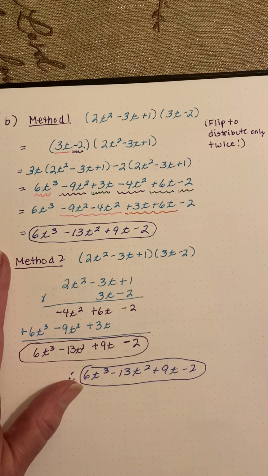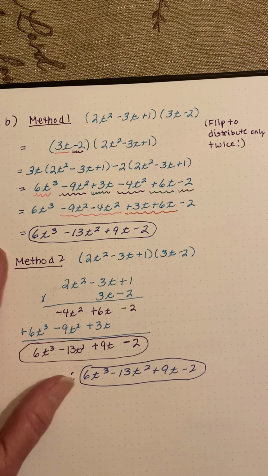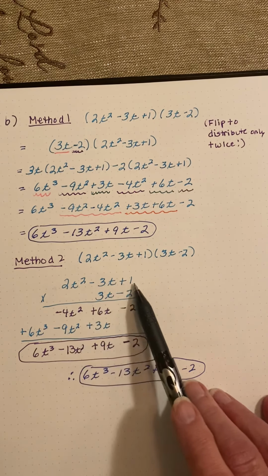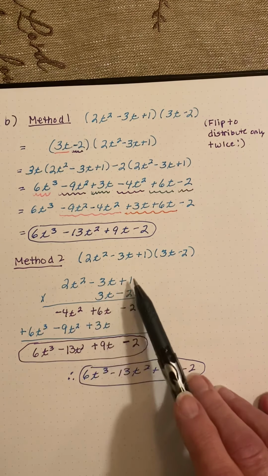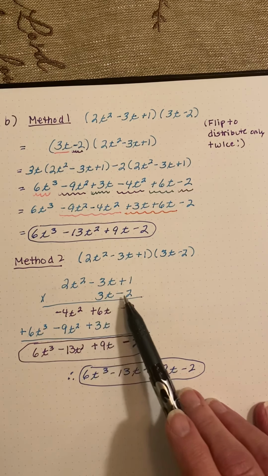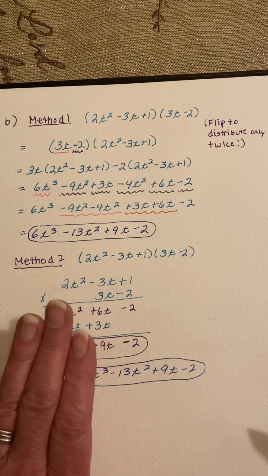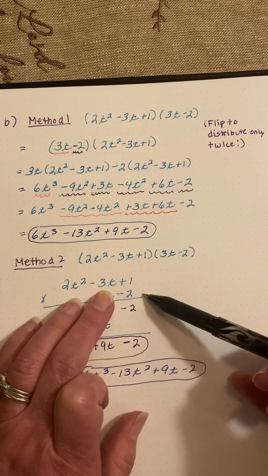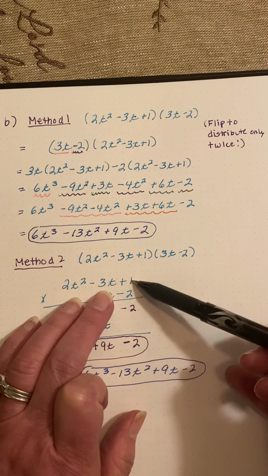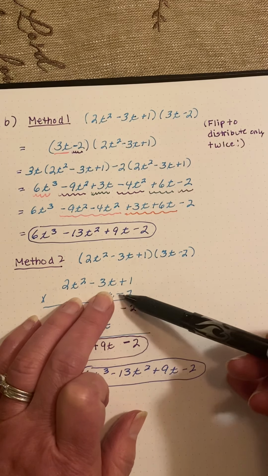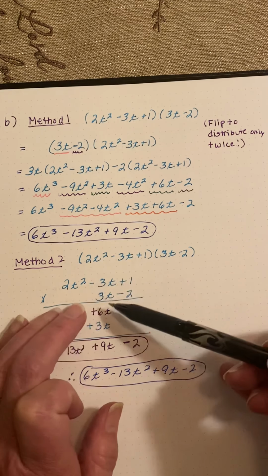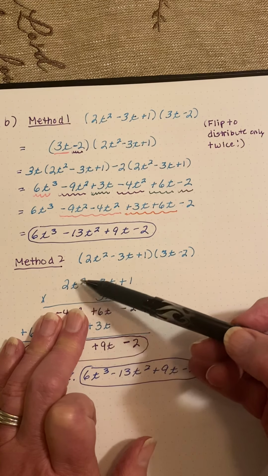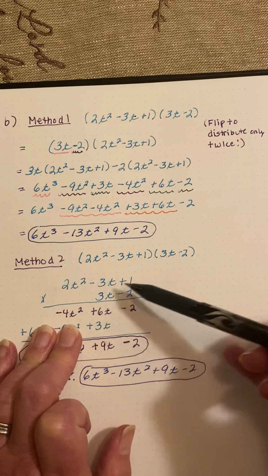There's my answer. You can also use method 2 with this. Of course, you put the 3-valued figure up there, and so you only have to multiply through twice. So the first time through, I'm multiplying by negative 2. Negative 2 times positive 1 is a negative 2. A negative 2 times a negative 3 is a positive 6t. A negative 2 times a positive 2t squared is a negative 4t squared.